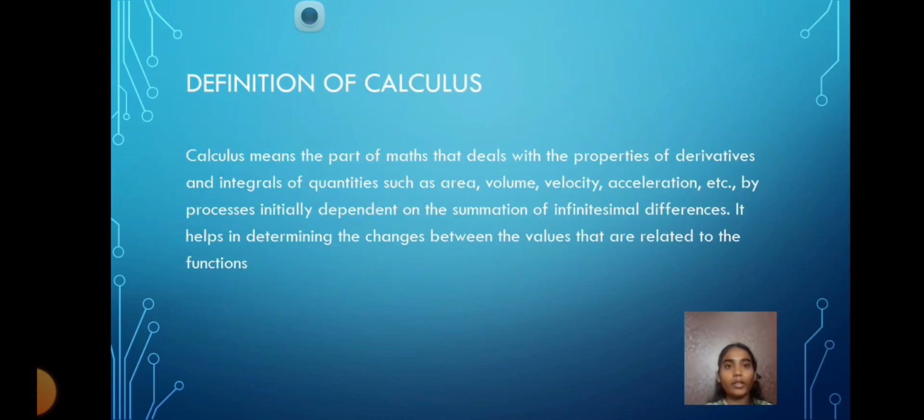Definition of calculus. Calculus means the part of maths that deals with the properties of derivatives and integrals of quantities such as area, volume, velocity, acceleration, etc. by processes initially dependent on the summation of infinitesimal differences. It helps in determining the changes between the values that are related to the functions.